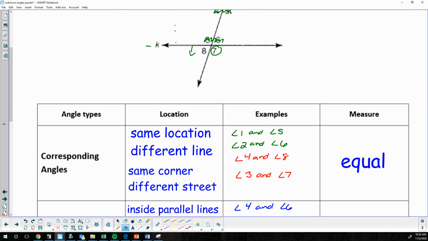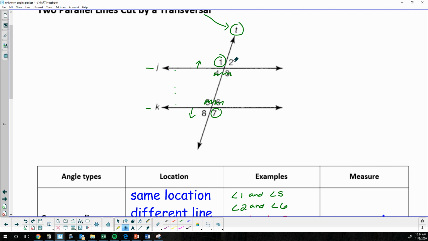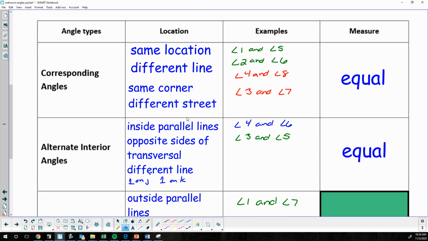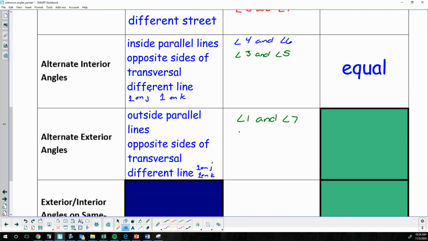Okay, so moving on with that, we have angle 2. The only one left is angle 8. So they are alternate exterior. They're both outside, one on each line and opposite sides of the transversal. So 2 and 8.